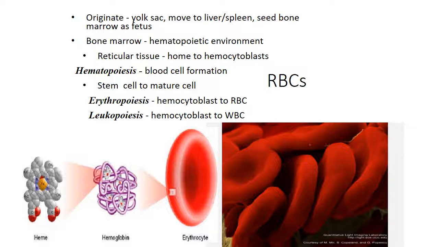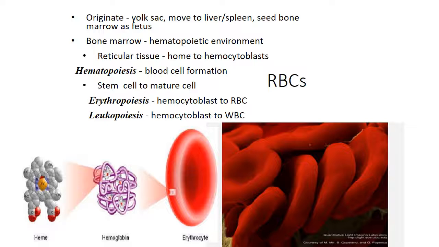Let's look at formation. Originally, during embryogenesis, most of the red blood cells are formed in the yolk sac, and they move eventually to places like the liver and the spleen, which will have subsequent roles in adult blood health, and also these little teeny tiny centers near the ossification centers called seed bone marrow as a fetus. As an individual develops, it's pretty much isolated to the bone marrow, the red bone marrow, really.